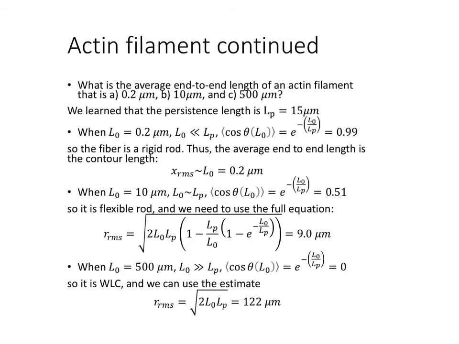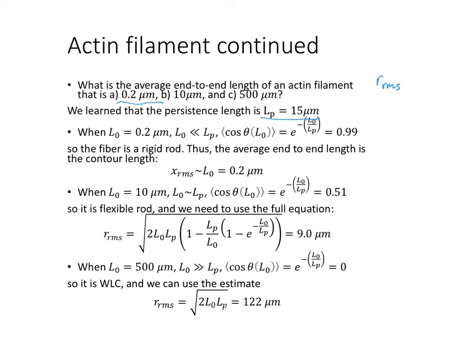Now that we have the persistence length of 15 microns, we can go ahead and ask our questions about the average end-to-end length, that is R root mean squared, of actin filaments of 3 different lengths. We'll start with 0.2 microns.